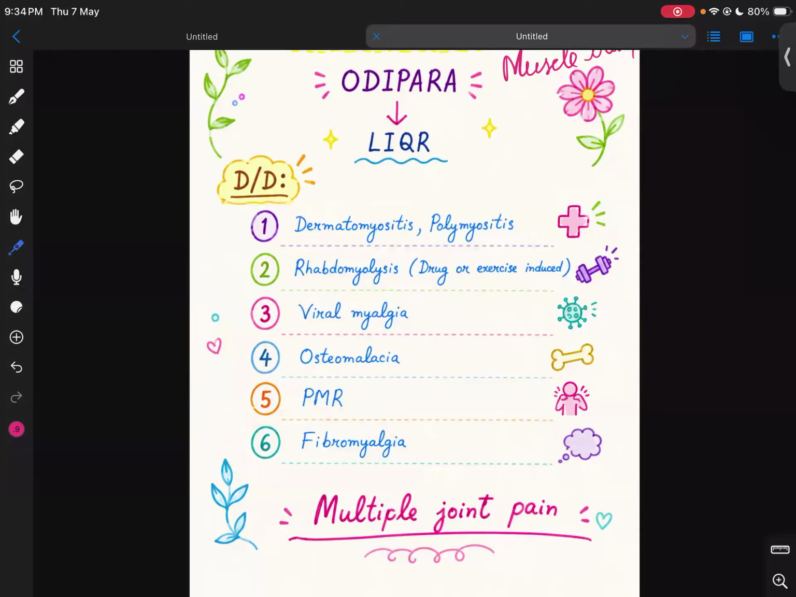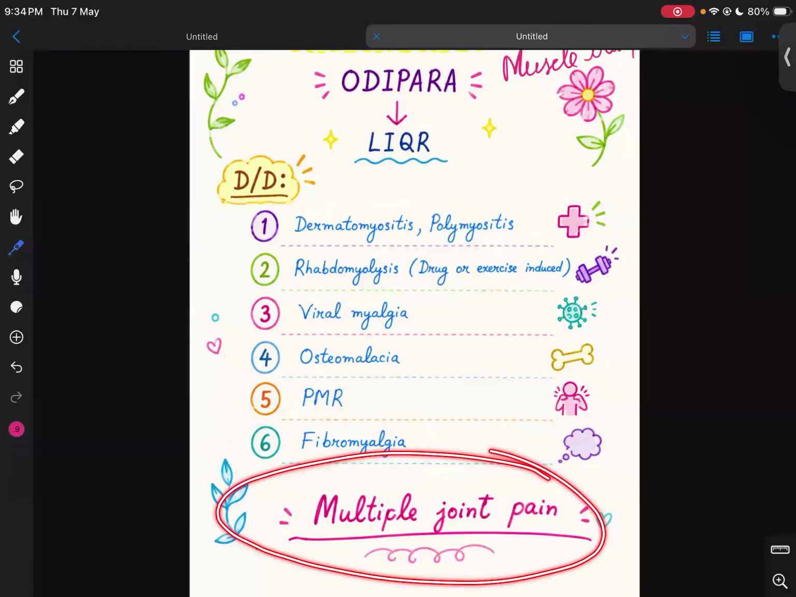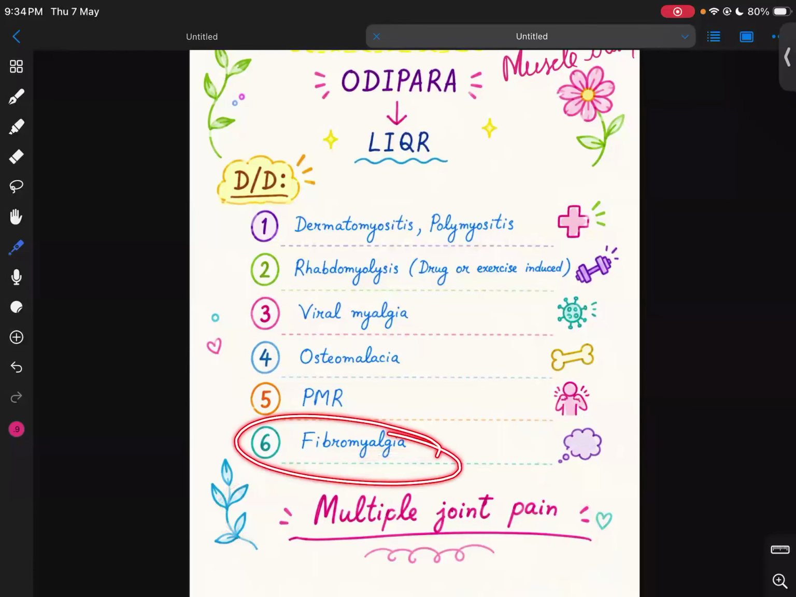Did you get your answer, doctor? Your question is right, but this is a vague symptom. Like the actual diagnosis is fibromyalgia, but we have to rule out.